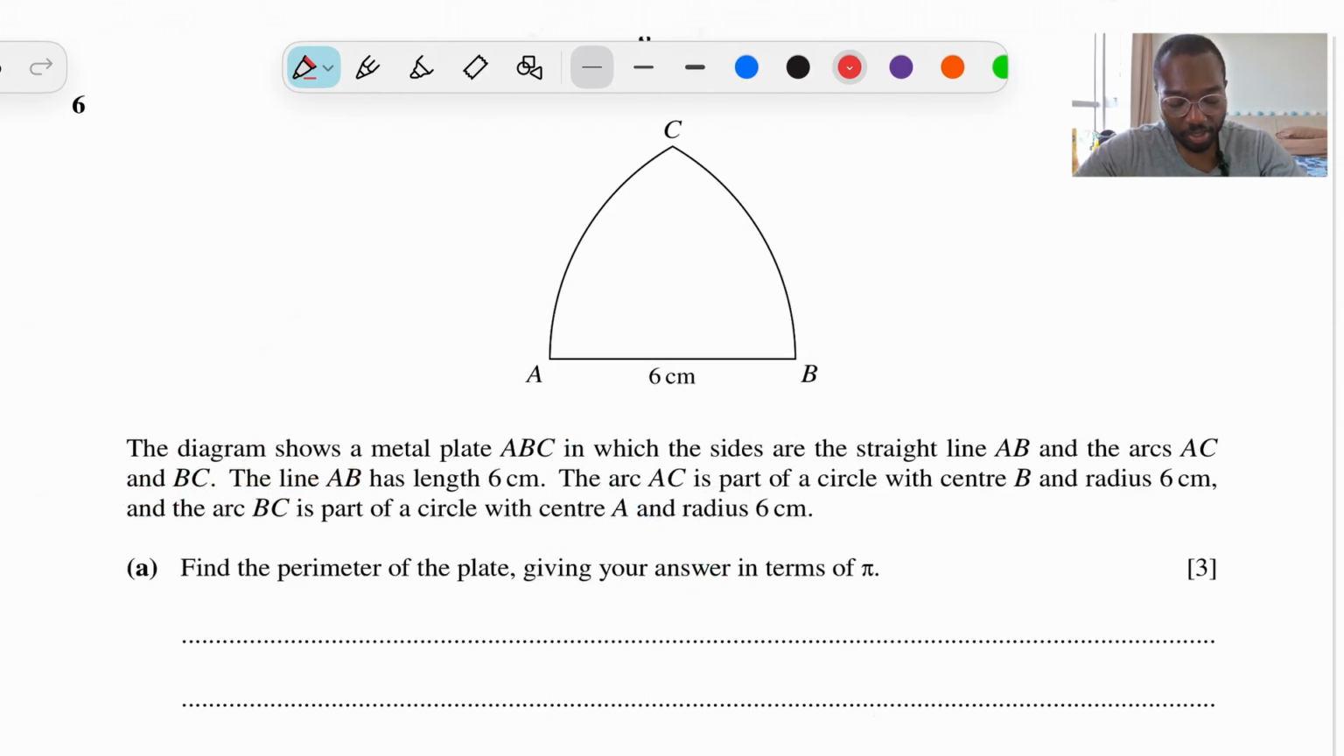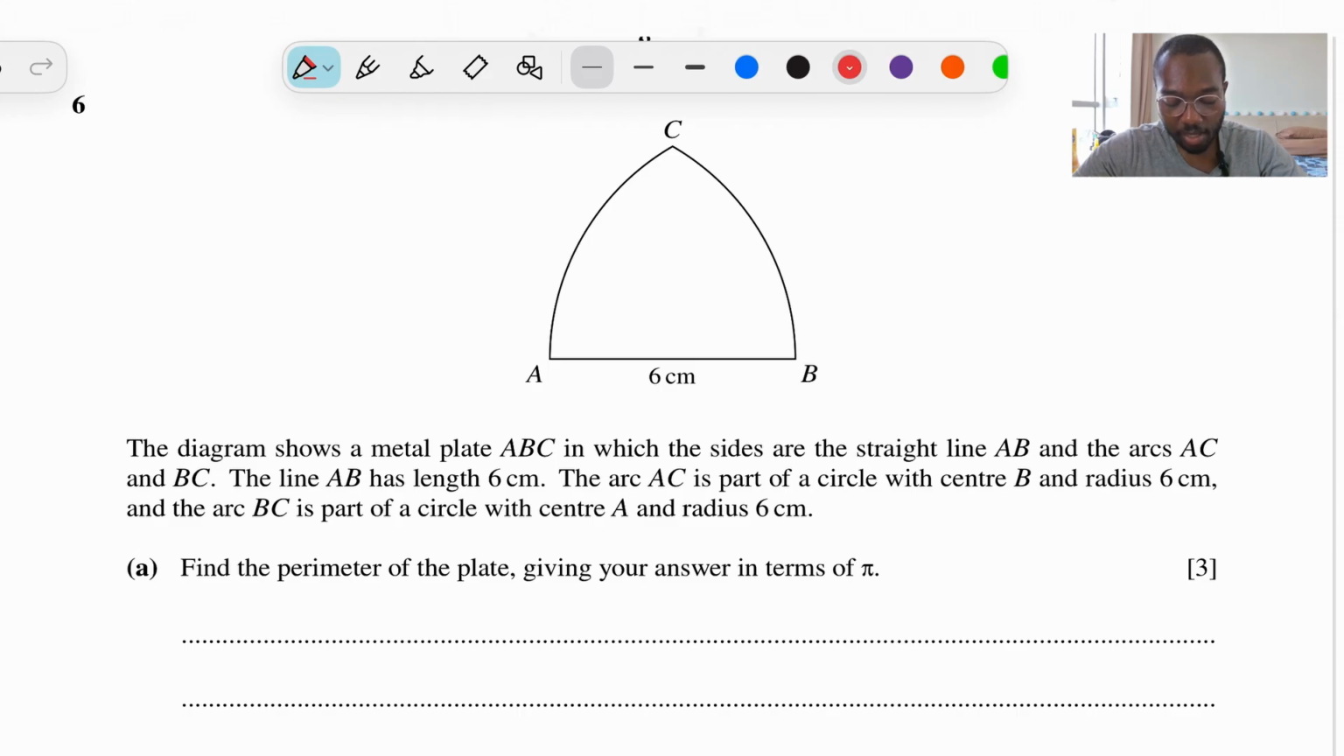It has this odd shape here. It has this metal plate ABC in which the sides are the straight line AB and the arcs AC and BC. The line AB has length 6 centimeters. The arc AC is part of a circle with center B and radius 6 centimeters. And the arc BC is part of a circle with center A and radius 6 centimeters. Find the perimeter of the plate, giving your answers in terms of pi.